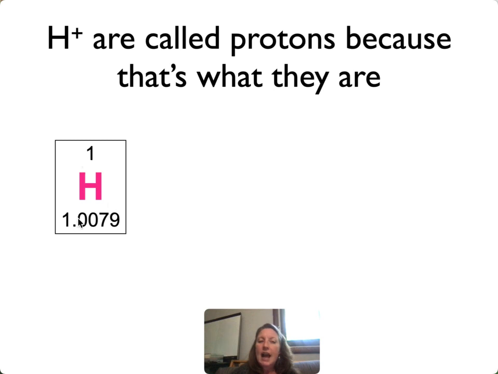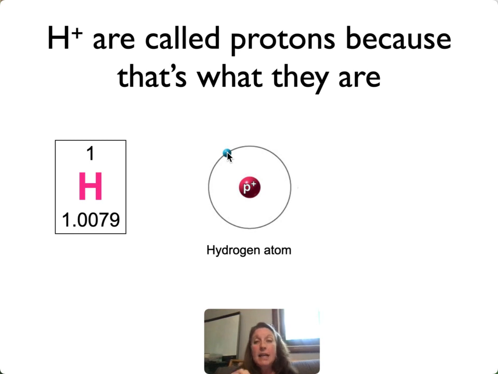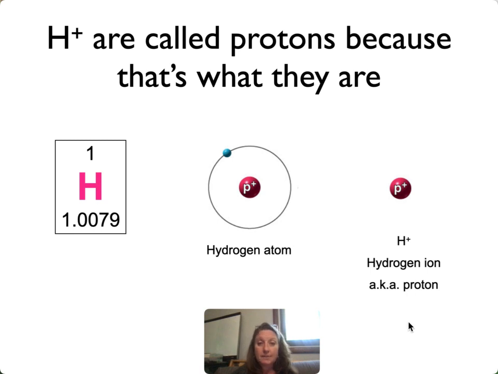If we look at hydrogen on the periodic table, we can see that it has an atomic number of 1, atomic mass of 1, so no neutrons, and because atoms have to be neutral, it's going to have 1 electron. So hydrogen is 1 proton and 1 electron. Now, if we want to make this positively charged, a cation, then we have to get rid of an electron. And when we get rid of hydrogen's electron, all that's left is a proton. So H plus or hydrogen ions are called protons.